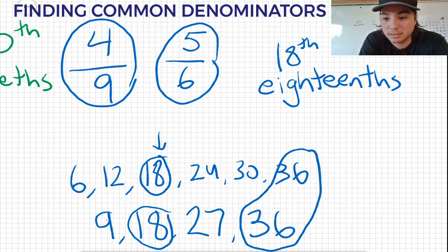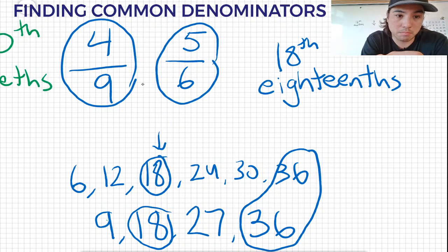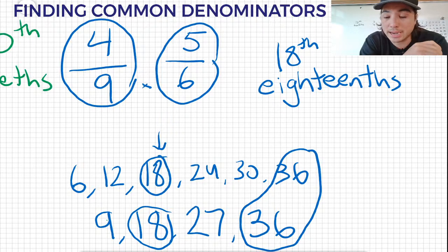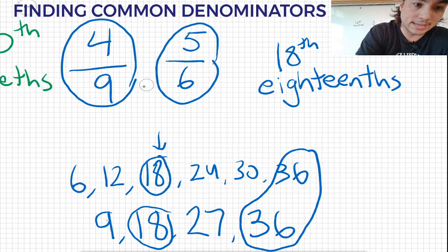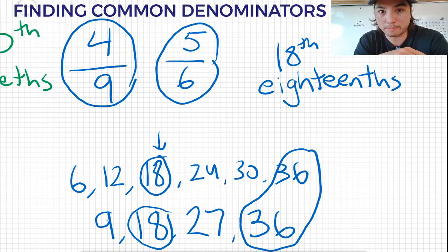Alani says, yes, 54ths would also be a common multiple of 9 and of 6. An easy way to definitely and definitively find a multiple is to actually multiply these two together. 9 times 6 and 6 times 9 is going to get 54. So if you're ever in a pinch, when in doubt, you can always multiply them together. However, in this case, since there's a smaller number we can use, we're going to go ahead and use it.